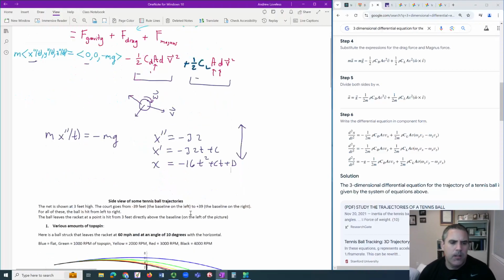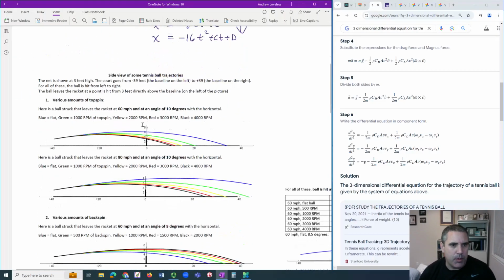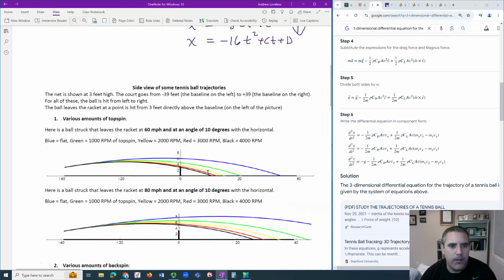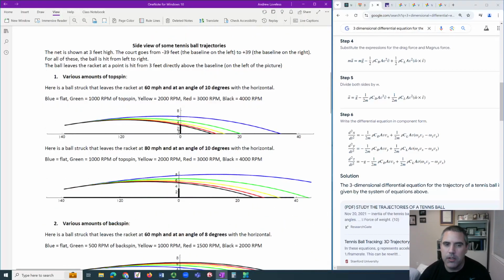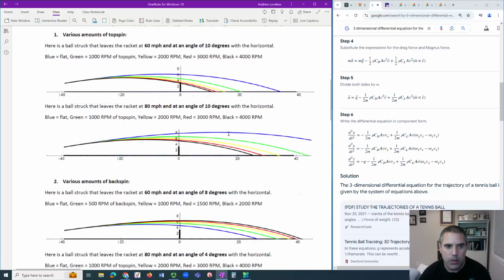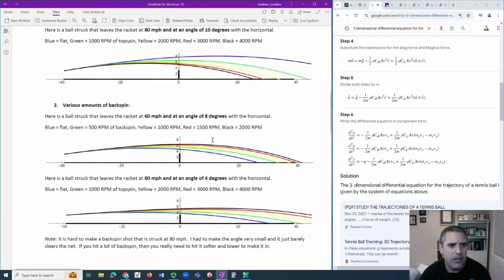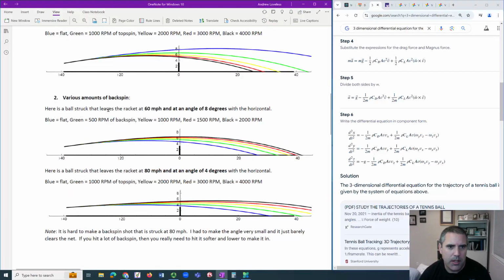Okay, so anyways, I did that. I did a bunch of different ones. I did 60 miles an hour. 60 miles an hour, it hits the net when you go 10 degrees. So it's not hard enough when you have lots of spin. 4,000 RPM is kind of the biggest it gets. 80 miles an hour, 10 degrees. We already looked at that one. And then I did a few other ones. 60 miles an hour, 8 degrees.